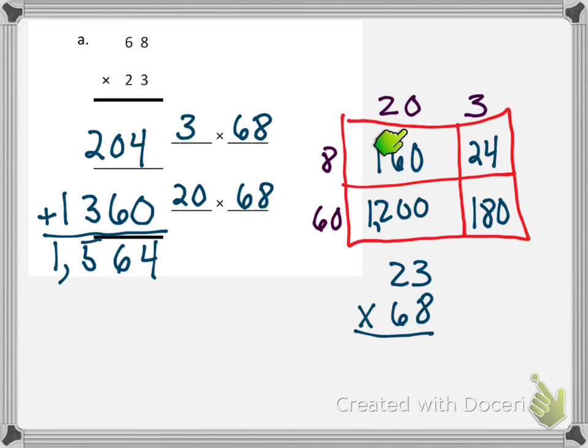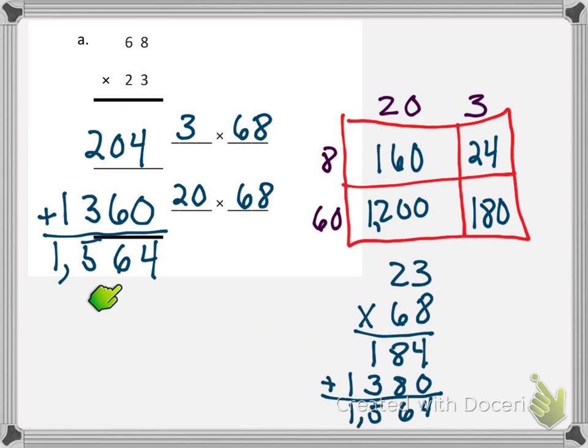So if we look over here, we have 160 plus 24, which gave us 184. And then we had 1,200 plus 180 would give us 1,380. And if we add these up, we get 4, 6, 5, 1,564. And look, we have a match.